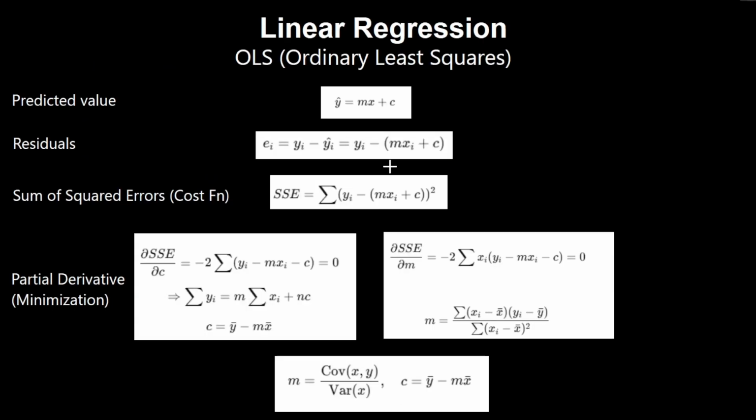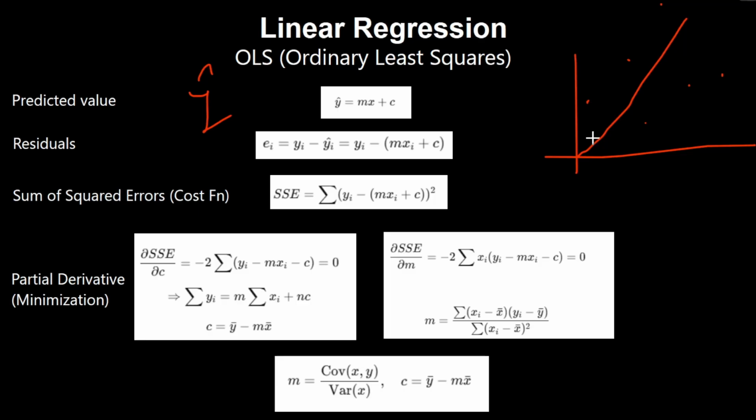So let's see how we can find the values of m and c, which is our answer for the variables, using OLS, ordinary least squares. Here we have the predicted value, which is represented by y cap, which is the predicted line y equal to mx plus c. Let's say this is the predicted line, and here we have the data points.